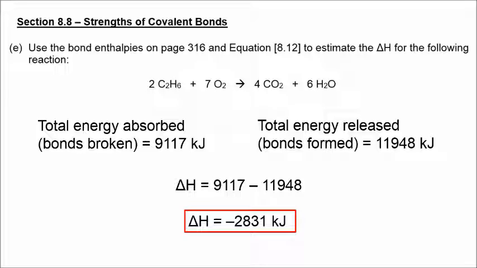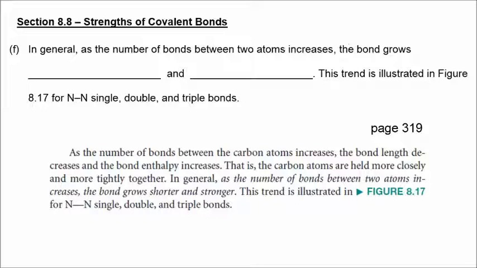All right, we're almost done with the packet. The last question here in section 8.8 has to do with bond length and bond strength. In general, it says on page 319 that as the number of bonds between two atoms increases, the bond grows shorter and stronger. And this trend is illustrated in figure 8.17.